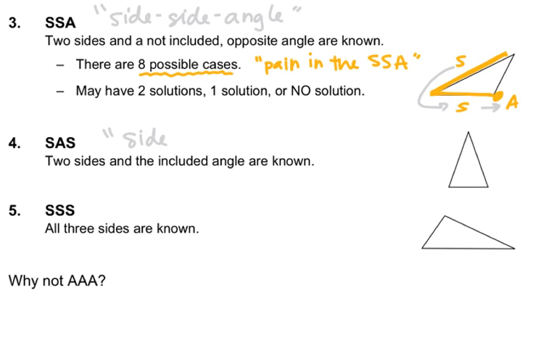SAS is side, angle, side. So side, angle, side, that is, we know a side, we have an included angle, and then another side. Side, angle, side.